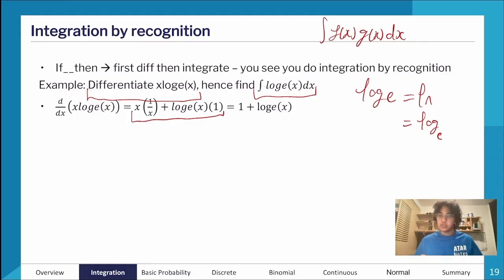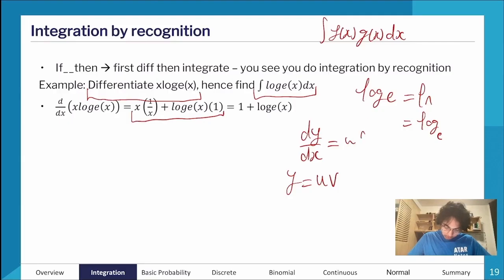Since these are two functions being multiplied by each other and we're taking the derivative, we want to use product rule. A quick recap of product rule: if I have dy/dx, where y is equal to two functions, u times v, the first thing we do is u times dv/dx plus v times du/dx. So that's all I've done in this part. Once I take the derivative, I get 1 plus log base e of x.